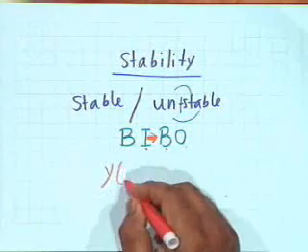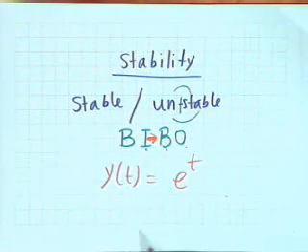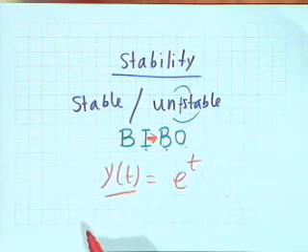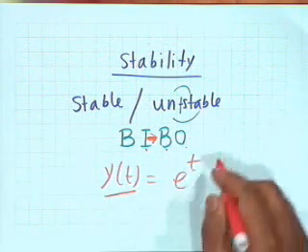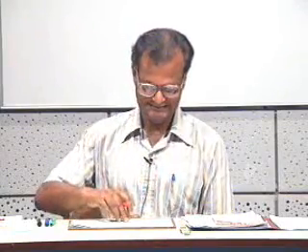As an example, y of t equals e to the t is an unstable system, because as t tends to infinity, y of t goes to infinity. It is not bounded. This is not correct, what I have said. Because t is also not bounded. That is correct. And therefore, this is not a correct analogy. All right. Let's consider another.